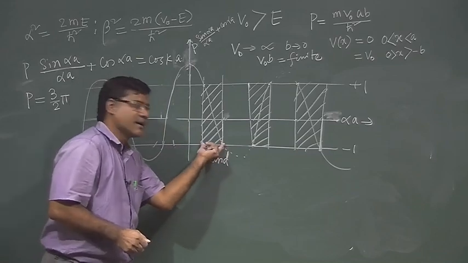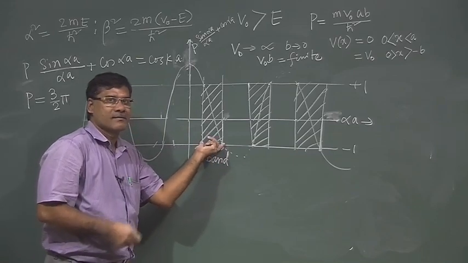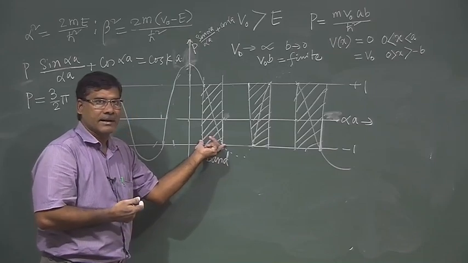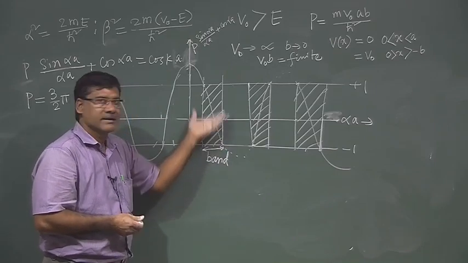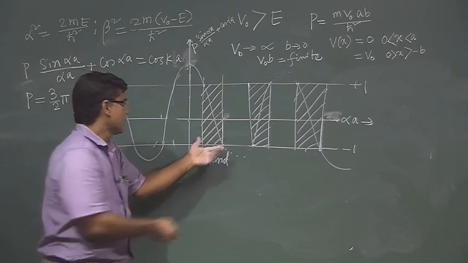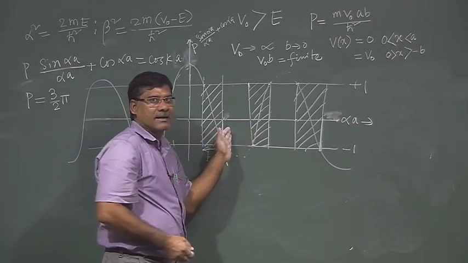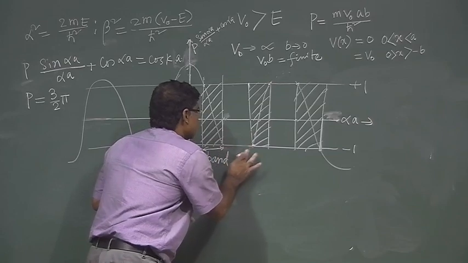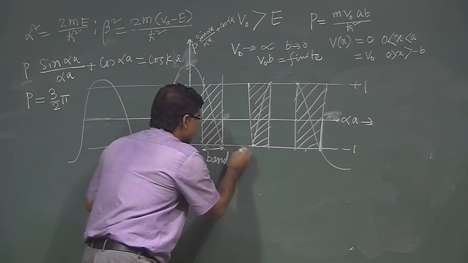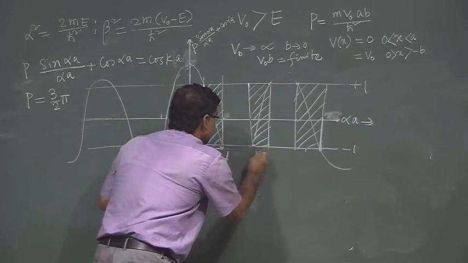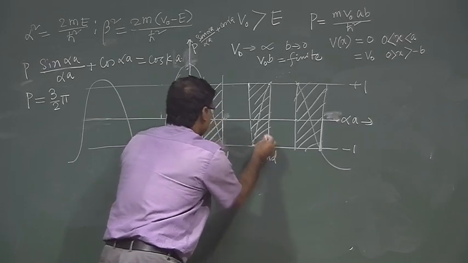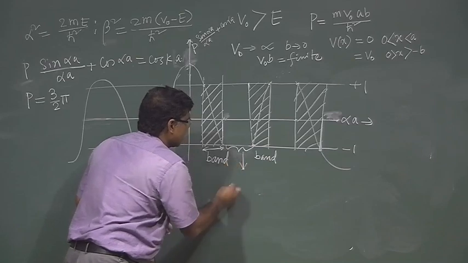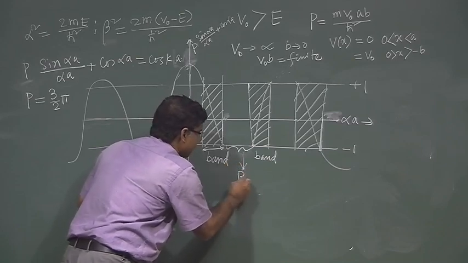So, here only these energies are allowed, electron can stay here in this region, electrons are not allowed here. So, it is called a forbidden region. So, this is another band. So, between two bands, this is the forbidden region. So, this is called the gap, band gap.